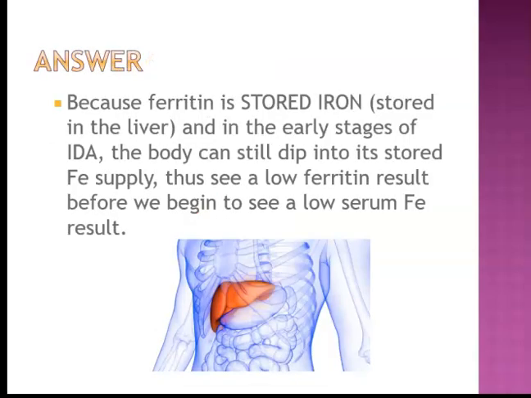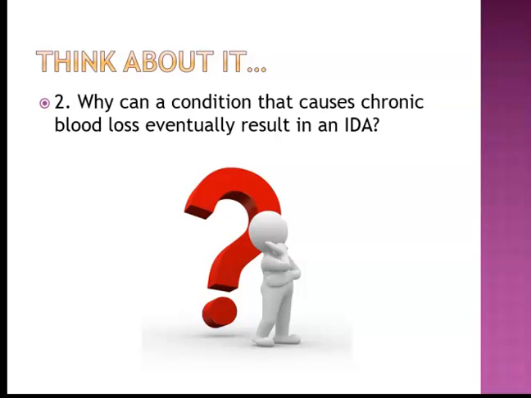The answer is because the ferritin is our stored iron, so that's the key. It's stored in our liver. And in the early stages of iron deficient anemia, the body can still dip into its stored iron supply. Thus we're going to see a low ferritin result before we begin to see it in our serum iron result. So during low times of iron need, the body will dip into our stored iron first, which is our ferritin, to compensate first.